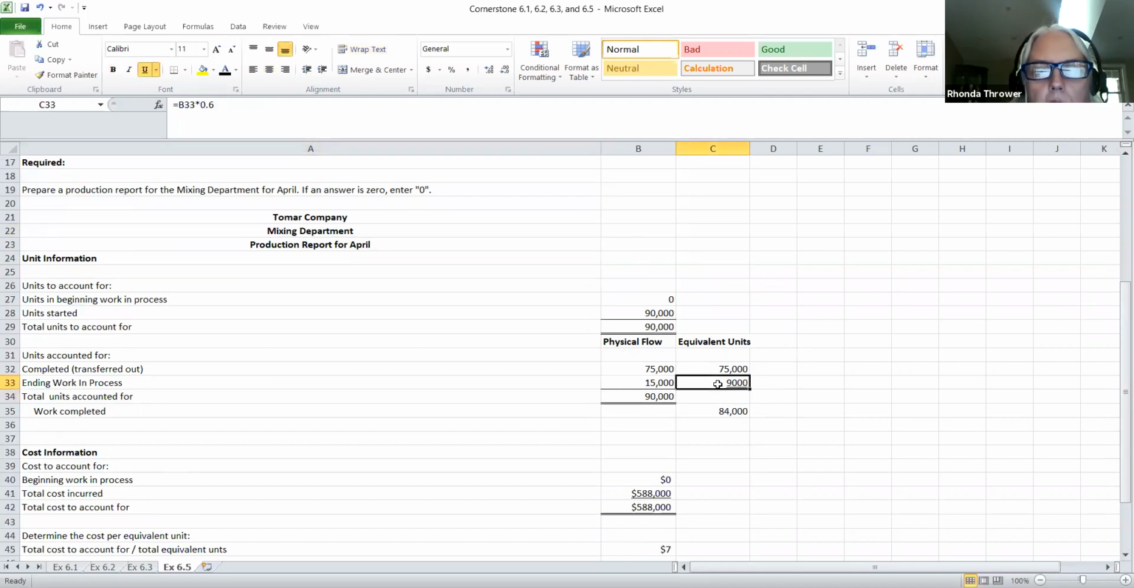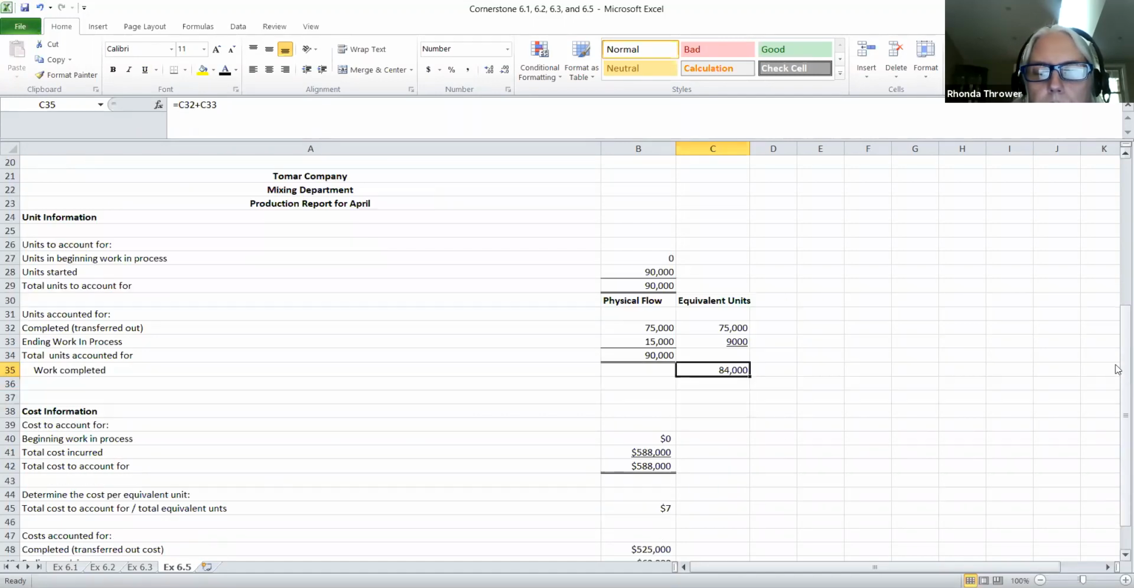So to get 9,000 units, I took 15,000, which was your whole units of ending inventory, and I multiplied it by the percent that was complete during this period of time, which is 60%. So 9,000 are my equivalent units of my ending inventory. When I add that back to my 75,000 units that I did finish, my equivalent units, or the work that I actually completed during this period of time, is 84,000. My equivalent units are 84,000 units.